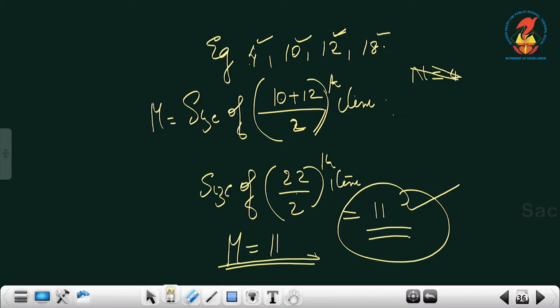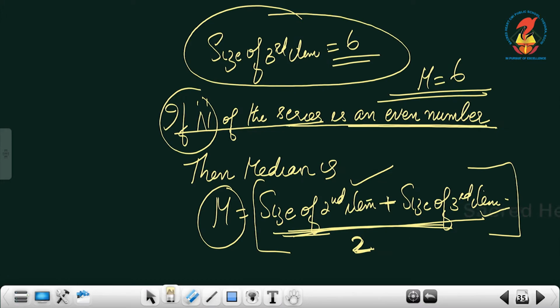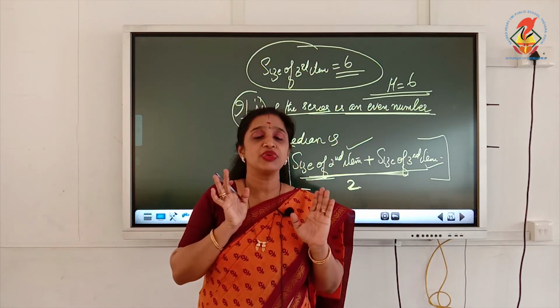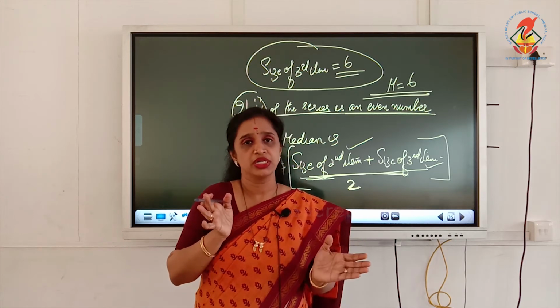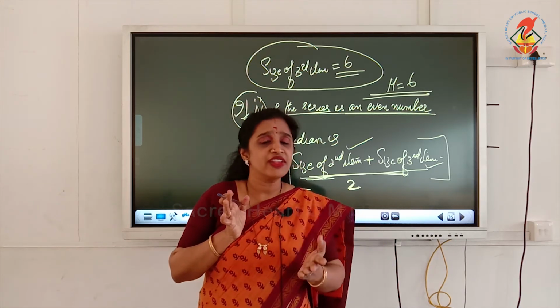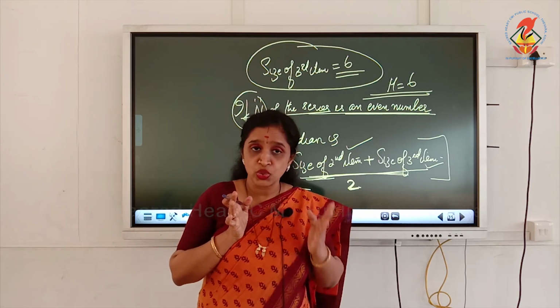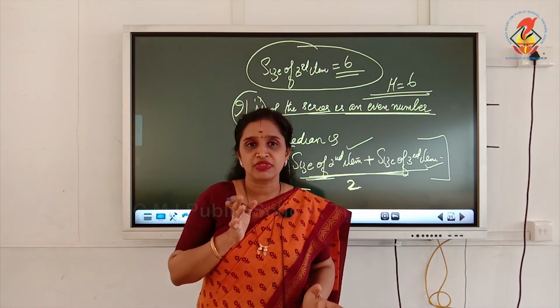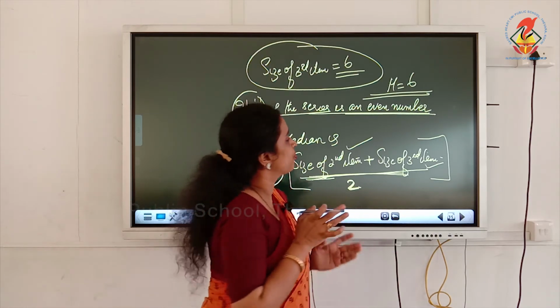Okay. So that is the difference between if n is an odd number and if n is an even number. If the n that you are getting is an odd number, use the formula size of n plus 1 by 2th item. But if the n that you are getting is an even number, use the formula M is equal to size of second item plus size of third item divided by 2.